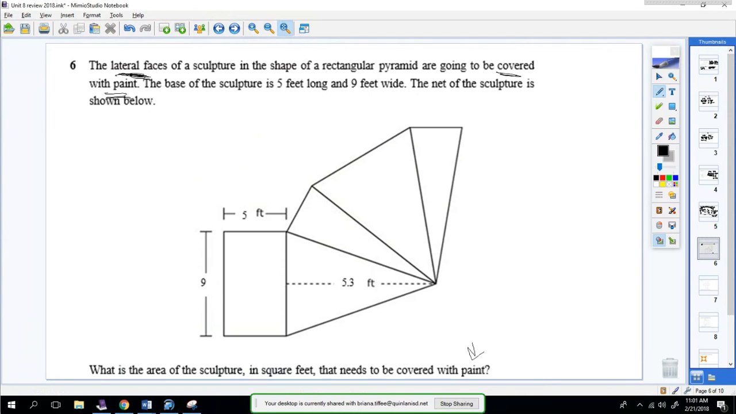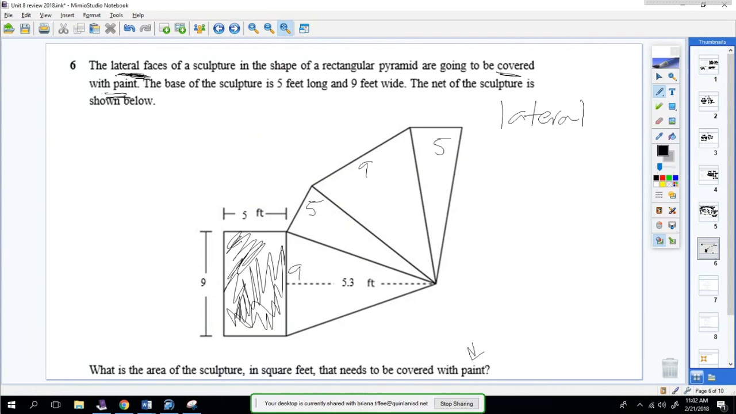Well, we just said the thing that's going to be covered in paint is going to be my lateral. So I need to find the area of my lateral faces. Well, since this is a pyramid, the thing I'm shading right now is my base. So it means we don't need to find that. That means we need to find every one of these triangles. So this is going to have a base of 9. This will be a base of 5, 9, and 5.